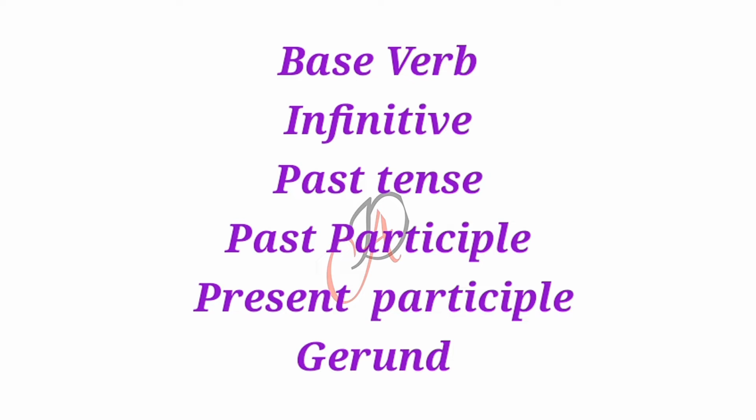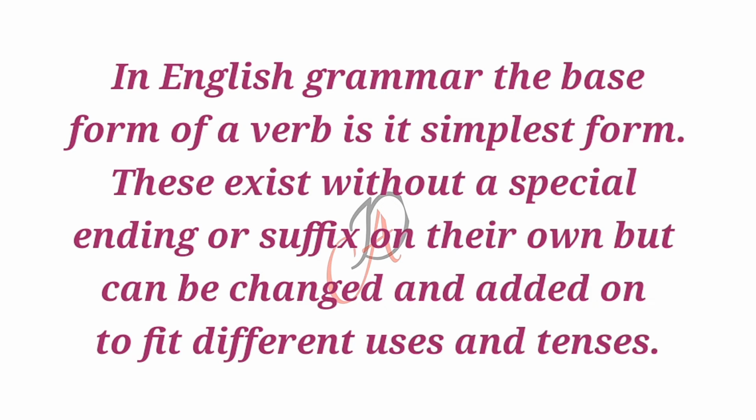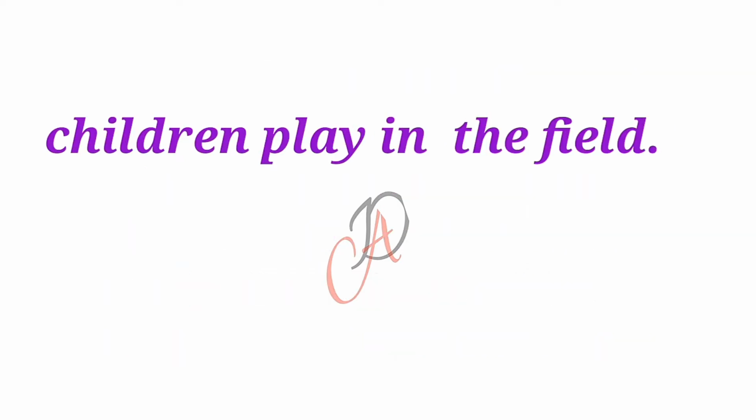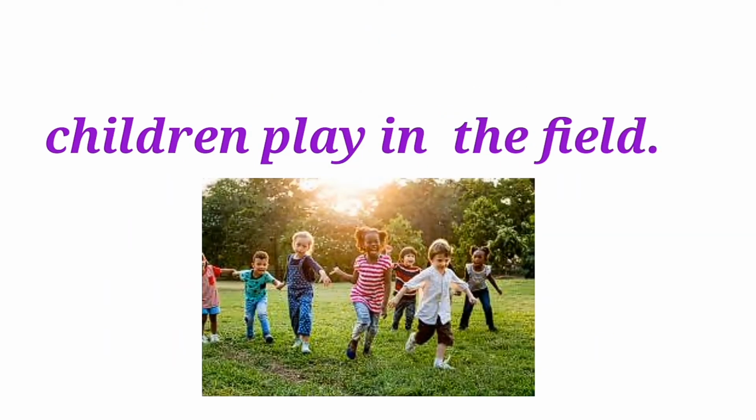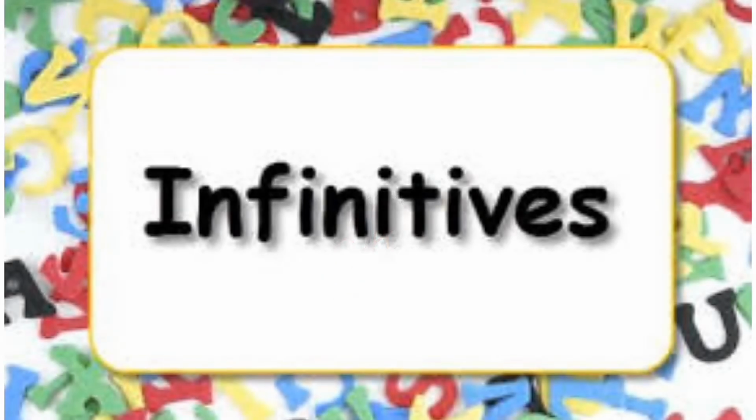The first form of verb is base form. In English grammar, the base form of a verb is its simplest form. These exist without a special ending or suffix on their own but can be changed and added on to fit different uses and tenses. For example, children play in the field. Here in the given example, play is a verb and it is in base form as it does not have any ending or suffixes.